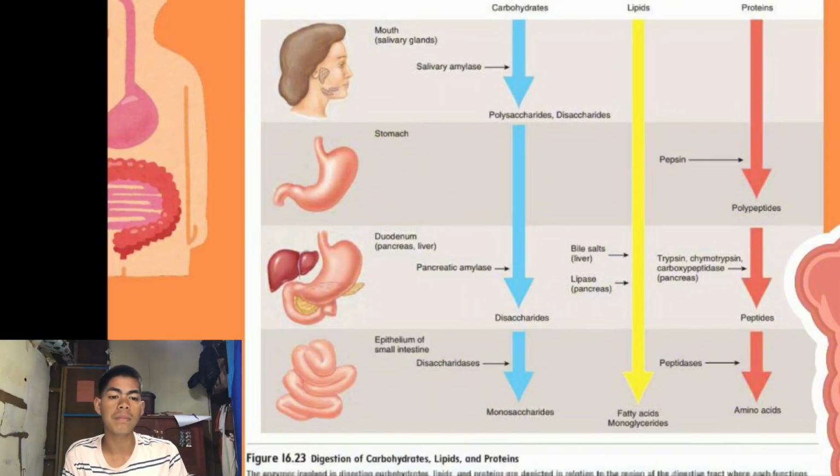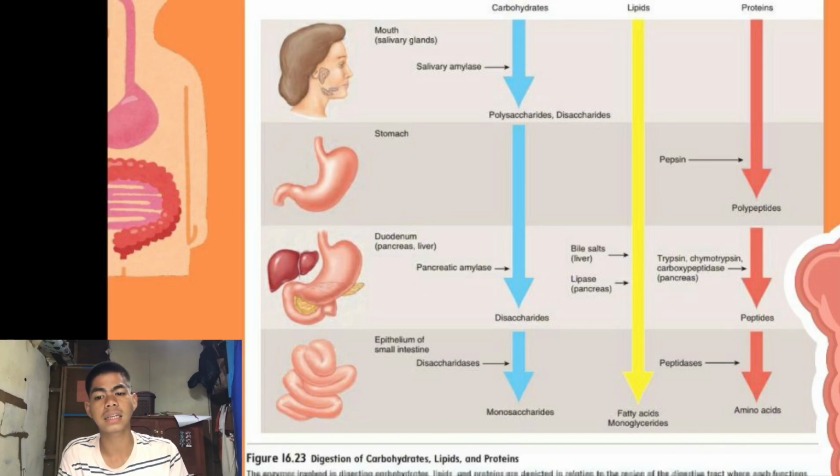Then in the duodenum, the pancreas releases pancreatic amylase, which continues breaking down carbohydrates into disaccharides. Finally, in the small intestine, enzymes called disaccharidases change disaccharides into monosaccharides, or simple sugars like glucose, which can be absorbed into the blood and used for energy.